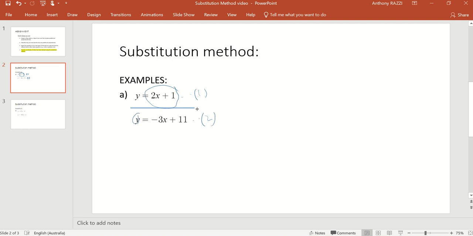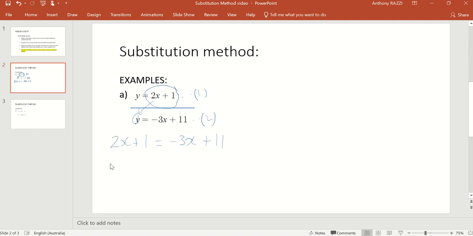So we're going to replace y in this equation with this. So we're going to substitute 2x plus 1 into here. And then we're going to have 2x plus 1 equals minus 3x plus 11. And so by substituting one equation into the other, we now have an equation that just involves x's. And we can solve this.